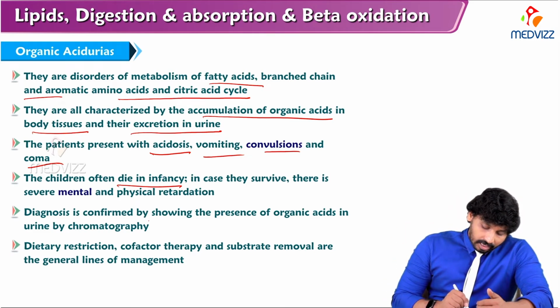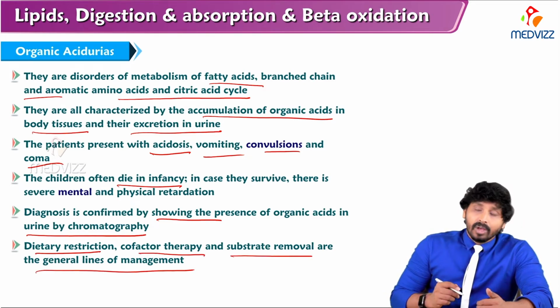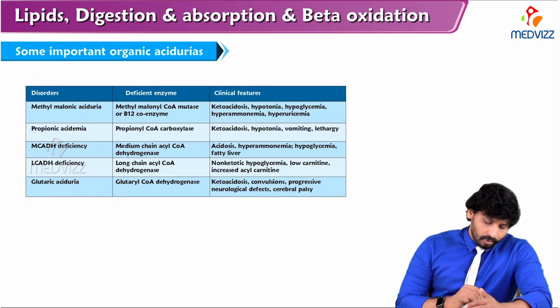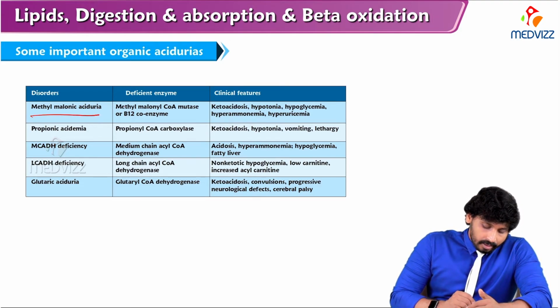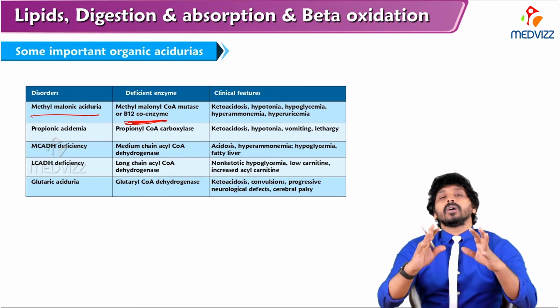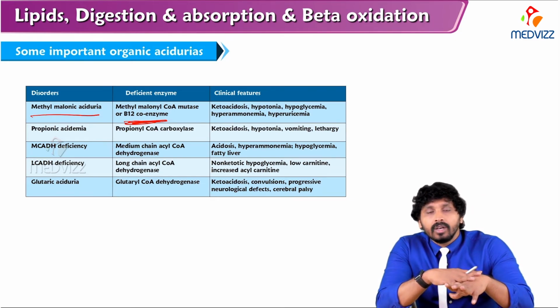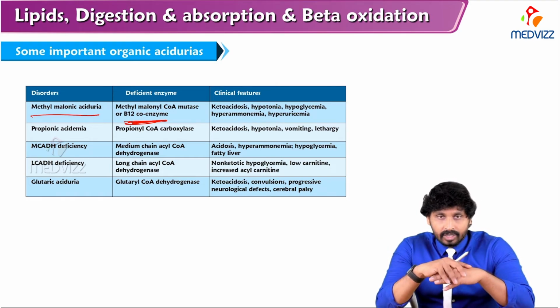Diagnosis is confirmed by showing the presence of organic acids by chromatography. Dietary restriction, cofactor therapy, and substrate removal are general lines of management of treating organic acidurias. So here in the table I am showing a few of the important organic acidurias, that is methylmalonic aciduria, where the enzyme methylmalonyl-CoA mutase uses B12 coenzyme to convert methylmalonyl-CoA to succinyl-CoA. Because of B12 deficiency, this methylmalonyl-CoA cannot be converted, so there is no stoppage of CAT1.